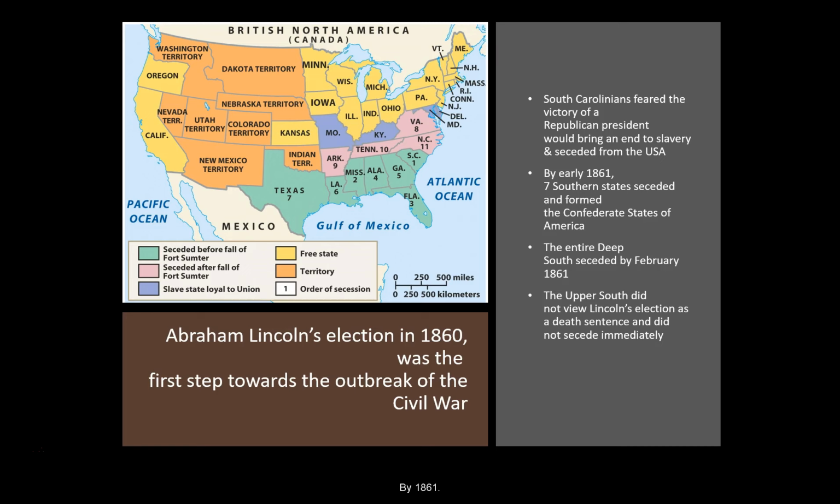By 1861, seven southern states had seceded and formed the Confederate States of America. So this is their own nation. And then by February of 1861, the entire Deep South had seceded or left the Union and joined the Confederacy. The Upper South, however, did not really view Lincoln's election as a death sentence. So they didn't really secede immediately after he's elected, but many of them do eventually follow suit.